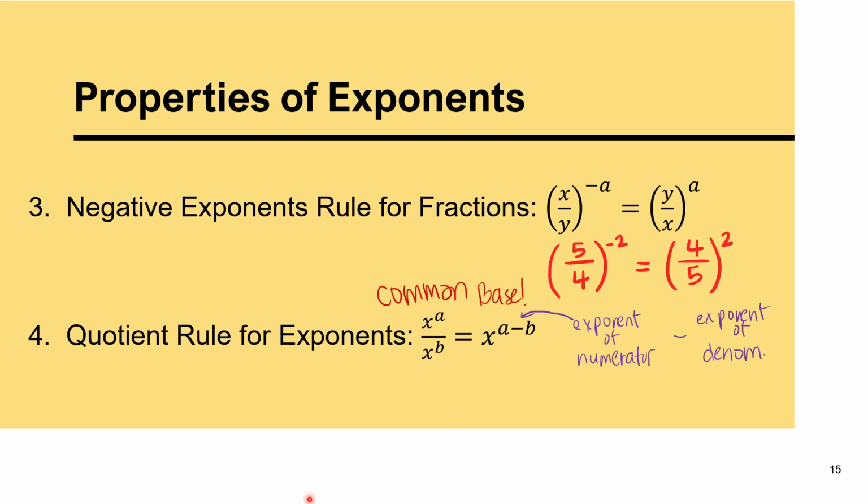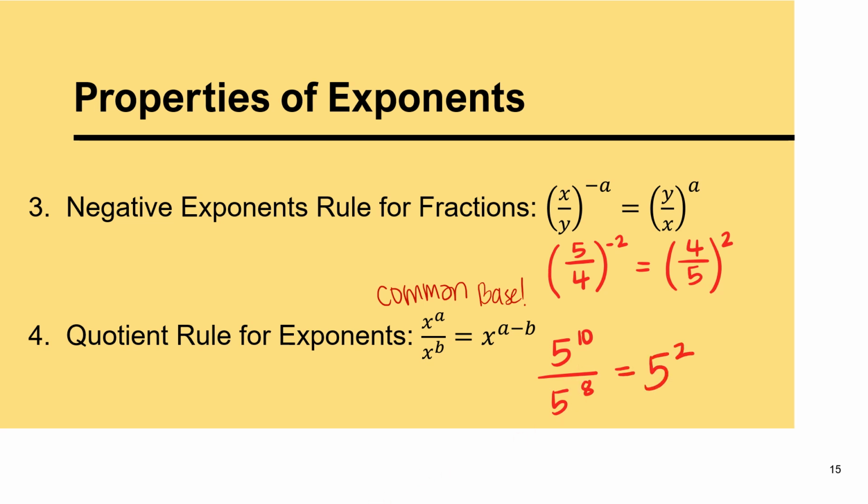So let's look at an example. If you had, say, 5 to the 10th power over 5 to the 8th power, these have a common base of 5, so we can combine these. And since we are dividing, we're going to subtract the exponents. So if you have a common base, you can subtract the exponents when you're dividing. That would be 5 to the 10 minus 8, which is 5 squared.